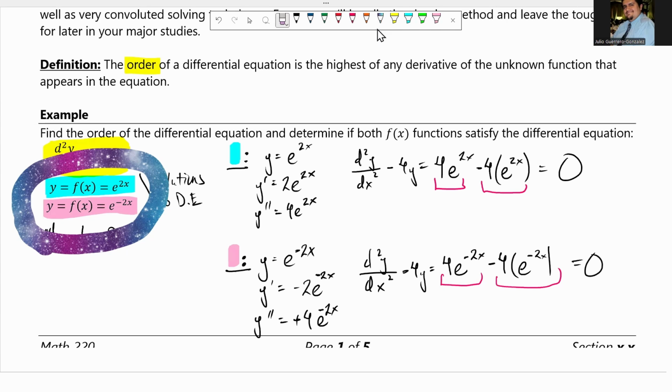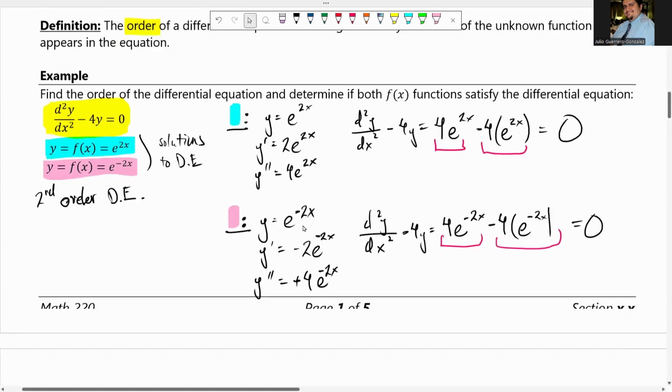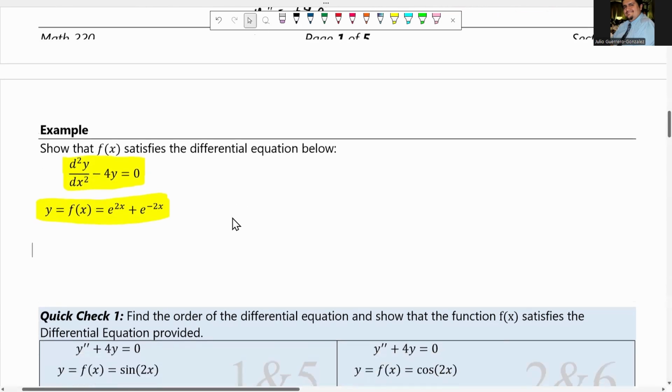All right. So now I want to bring up something pretty cool. Let me move down to the next example. Notice how it's the same differential equation as the one from above. And now I'm just giving you one function. And look what I did. It is the addition of the two solutions up above. And I'm telling you, for this example, that the function f of x also satisfies the differential equation. So let's run this through really quick.